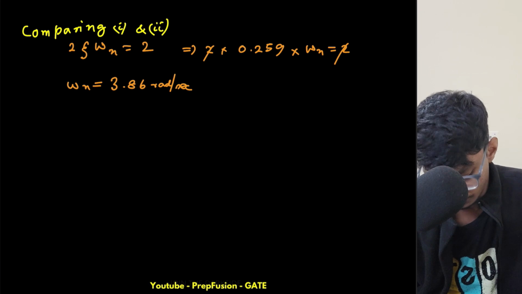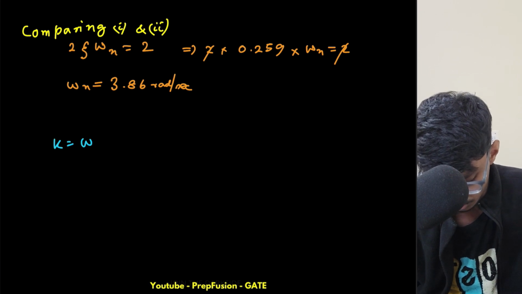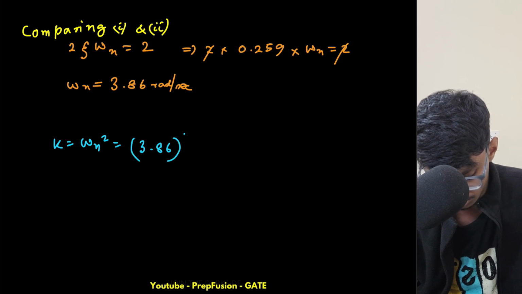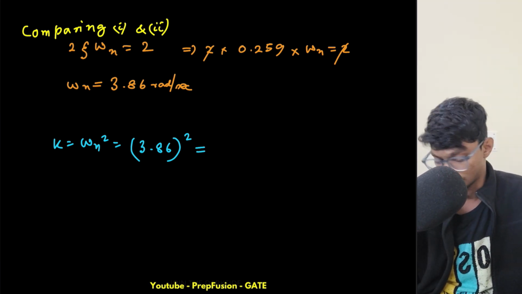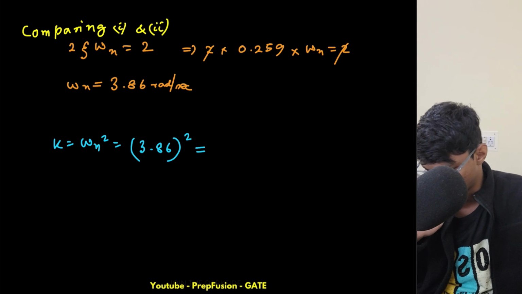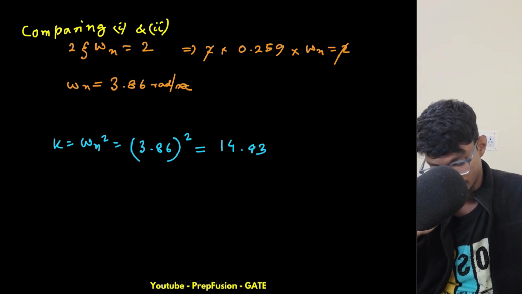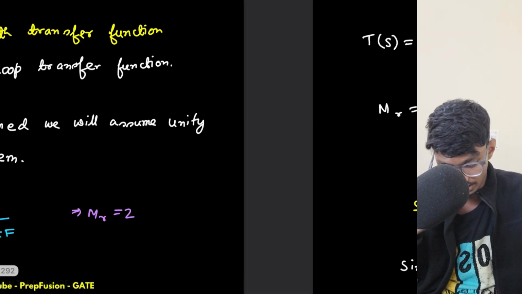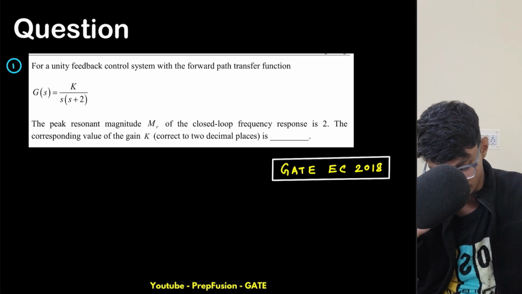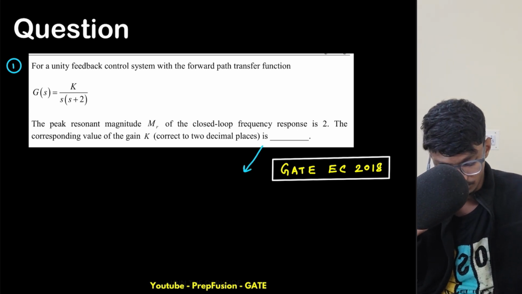Now what is the value of k? So k will be equal to simply omega n square. So it is 3.86 whole square. So 3.86 whole square, it is almost 15. It is almost 14.93. Okay, so the k value is this, and that is what this question has asked us to find. So the answer will be 14.93.